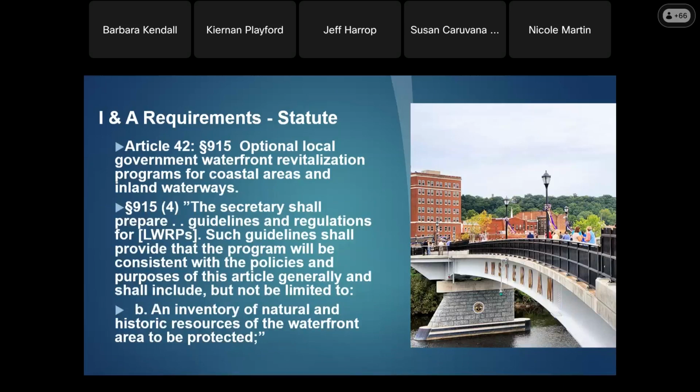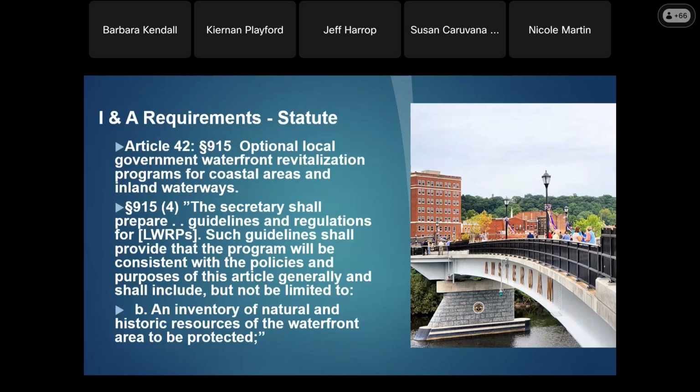Next, we'll go over some individual requirements of the statute. So we mentioned Article 42 throughout this presentation. Section 915 indicates optional local government waterfront revitalization programs for coastal areas and inland waterways. And that's the guidelines for developing an LWRP.